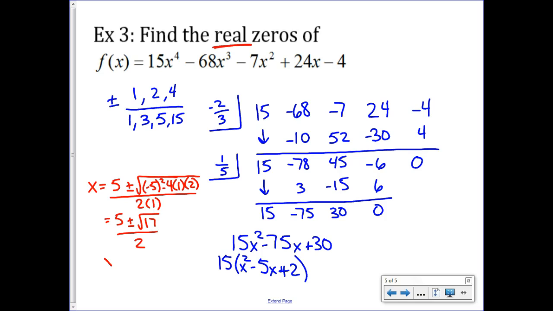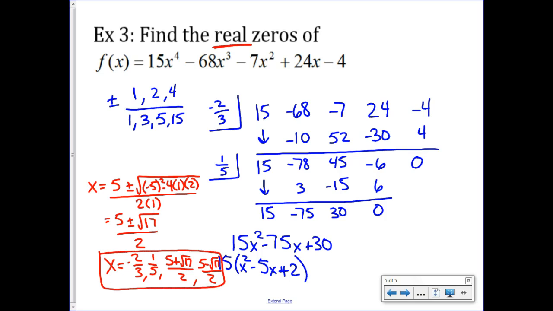So then our real zeros are negative 2/3, 1/5, and then 5 plus radical 17 over 2, and 5 minus radical 17 over 2. So those are the 4 zeros that we have in here.